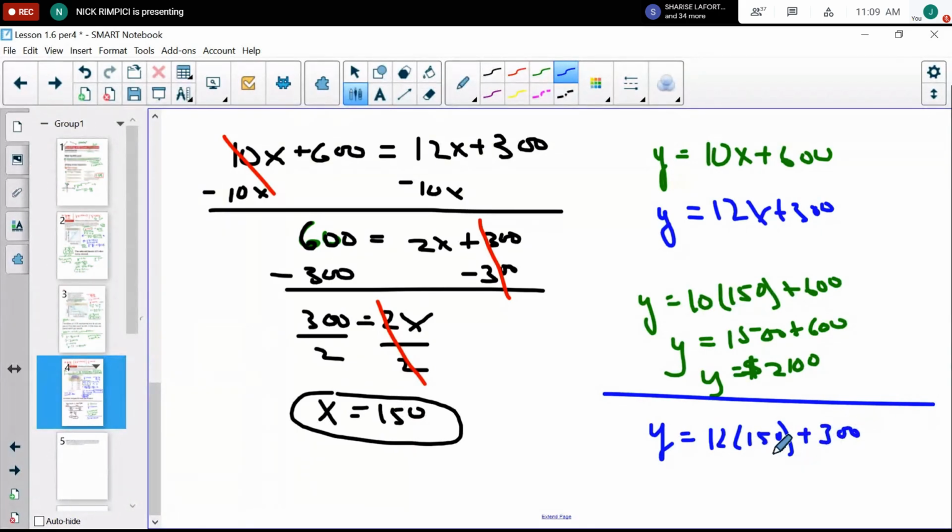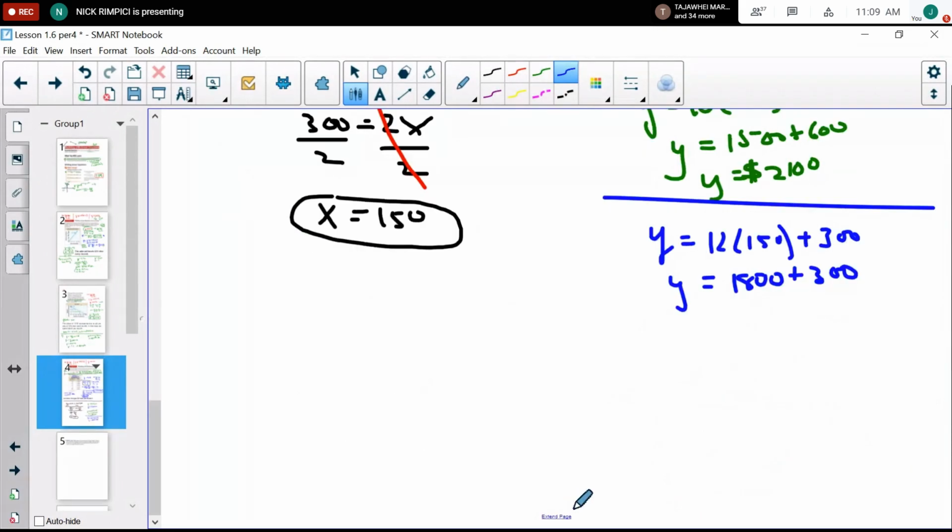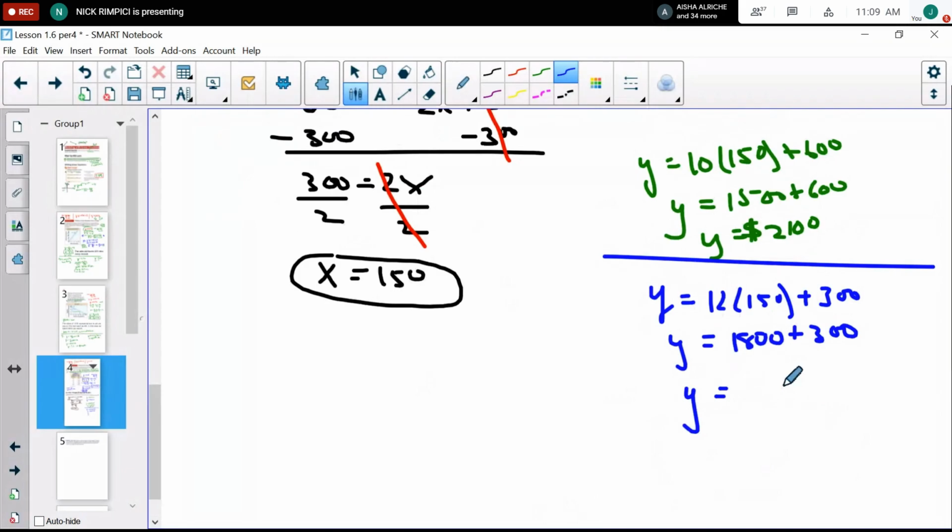Okay, so X is 150. If we multiply 150 by 12, we're going to get 1,800. And now if we add 1,800 and 300 together, we're going to get a total of 2,100.